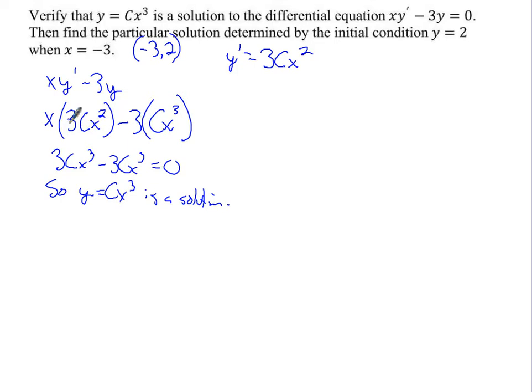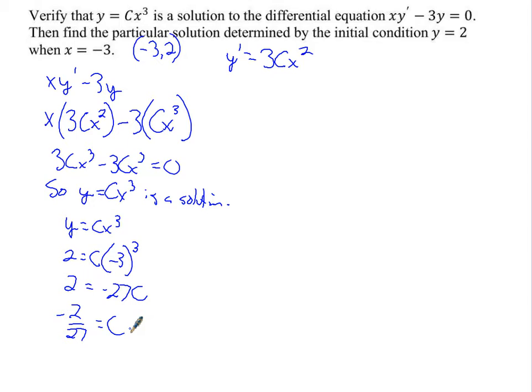We've got to find a particular solution. So we plug in. We have y equals cx to the third, and I'm plugging in negative 3 comma 2, so I have 2 equals c times negative 3 to the third. Negative 27 c, so therefore negative 2 over 27 equals c, which means the particular solution is y equals negative 2/27 x to the third.